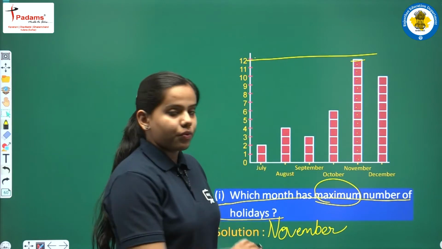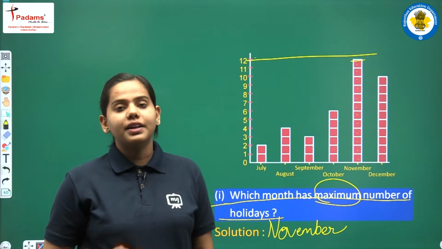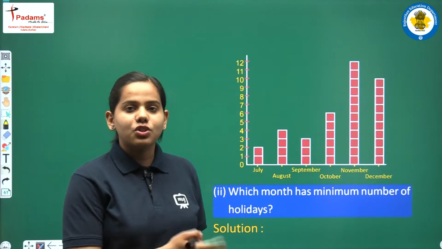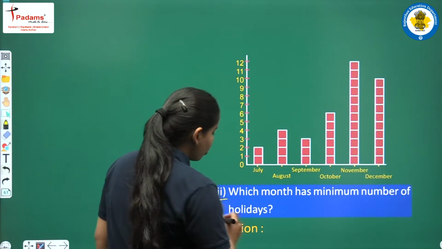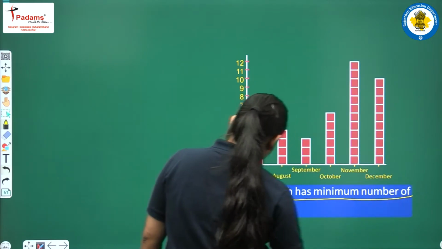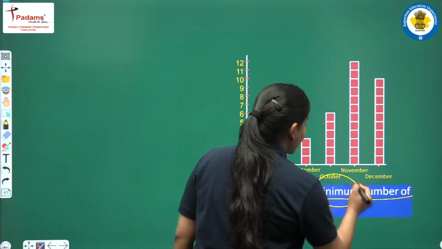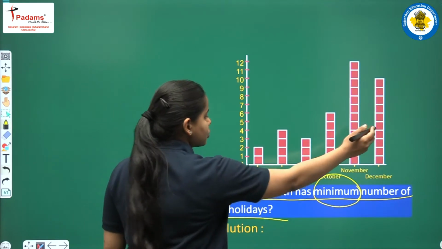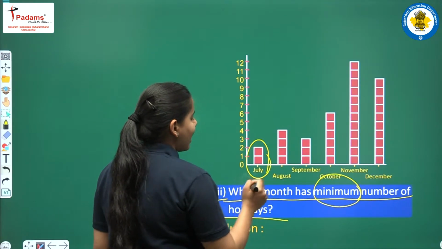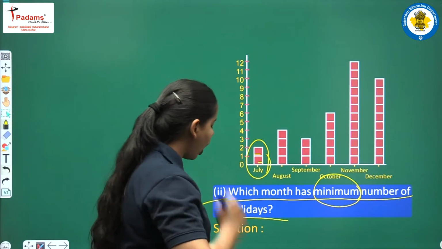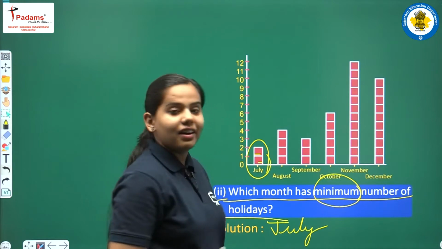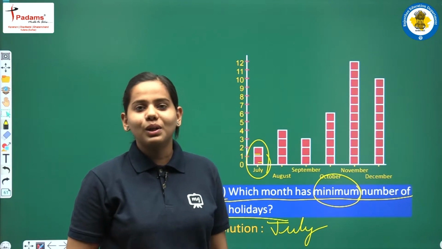Okay children, so we have understood here to interpret the data from the given graph. It's very easier and convenient. Let's solve the next question. Part 2. Which month has minimum number of holidays? यहाँ पर पूछा जा रहा है minimum. Minimum means सबसे कम. So here we can see सबसे छोटा ग्राफ किसका है यहाँ पर? July. And July has only 2 holidays. So they asked the name of the month. The name of the month here is July. So it was quite simple to solve.